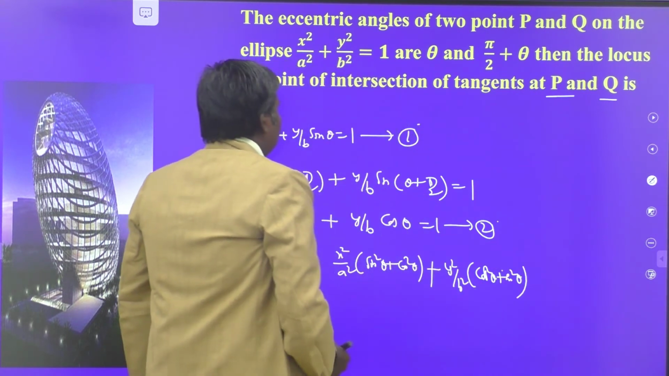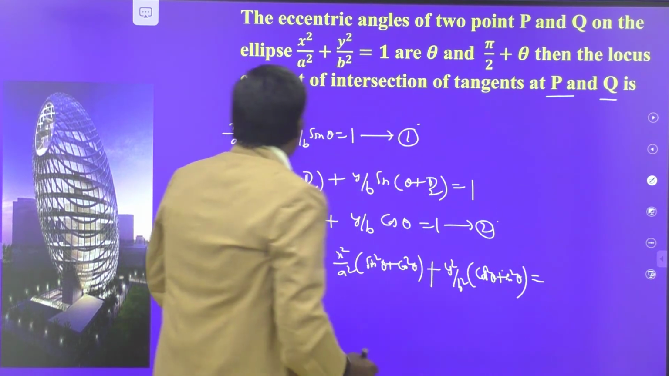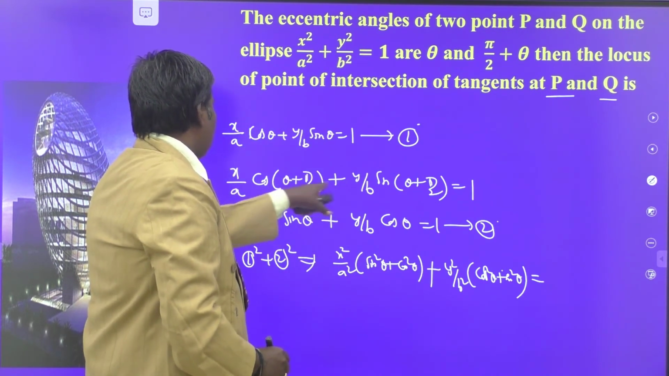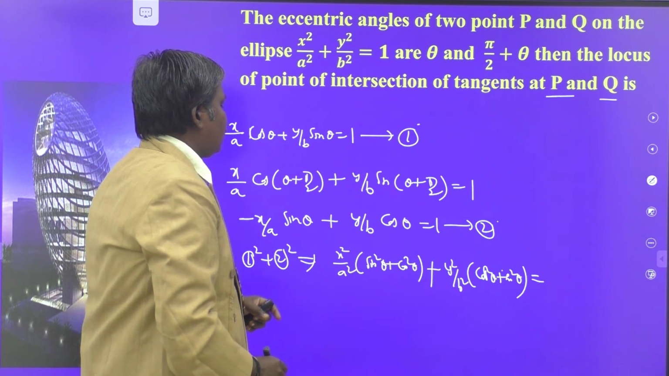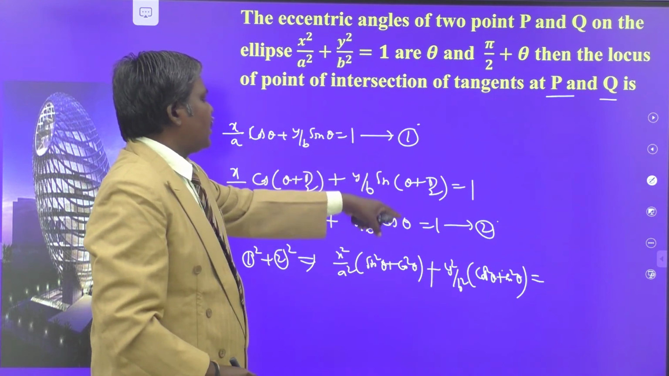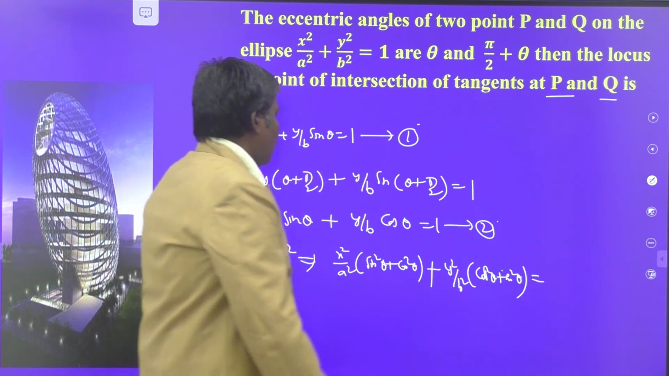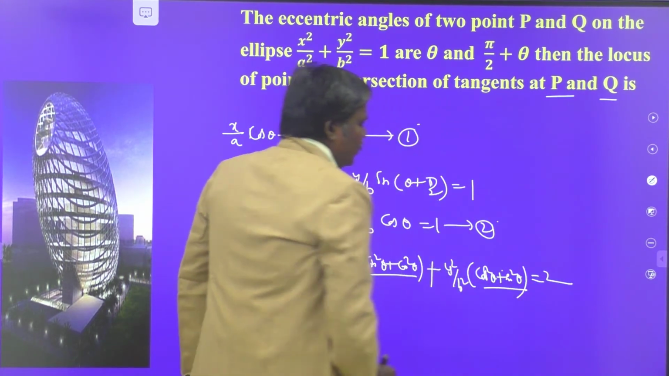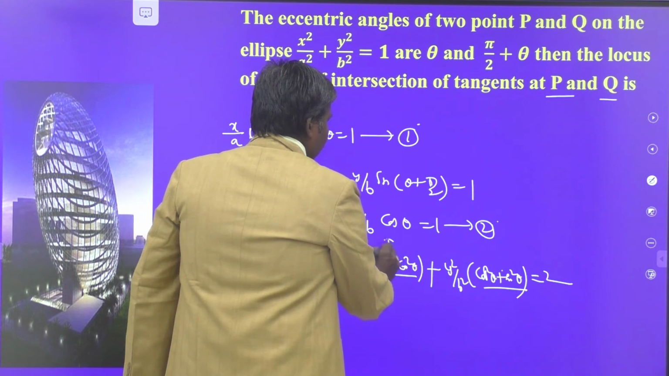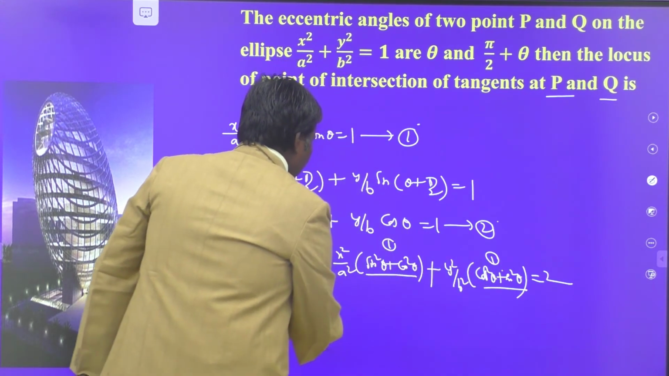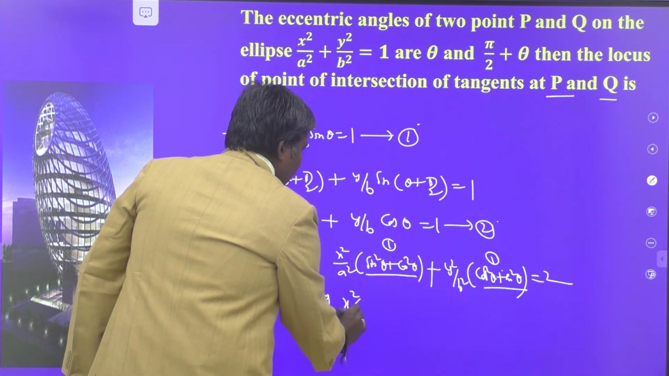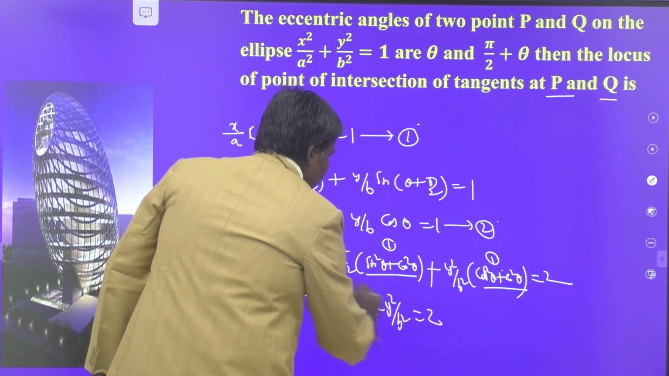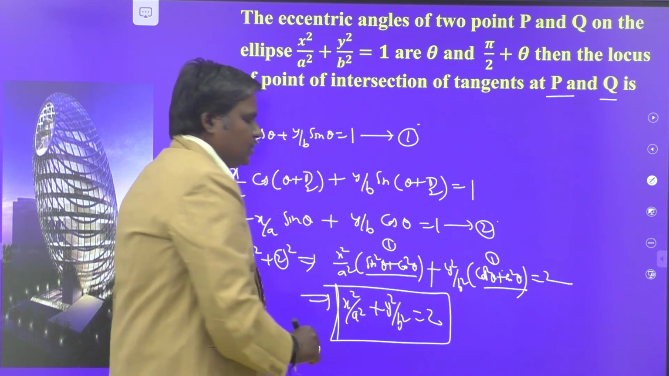That is equal to... the 2ab terms get cancelled here: 2xy by ab sin theta cos theta minus 2xy by ab sin theta cos theta gets cancelled. On the right side, what is it? 1 square plus 1 square, we have 2. What about sin square theta plus cos square theta? 1. This is 1, this is also 1. So we obtain the locus: x square by a square plus y square by b square is equal to 2. This is your required locus.